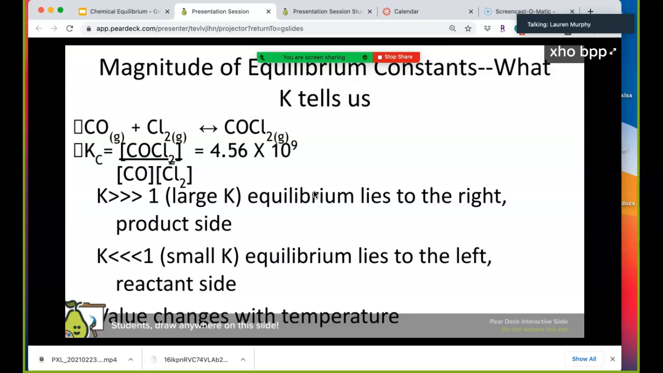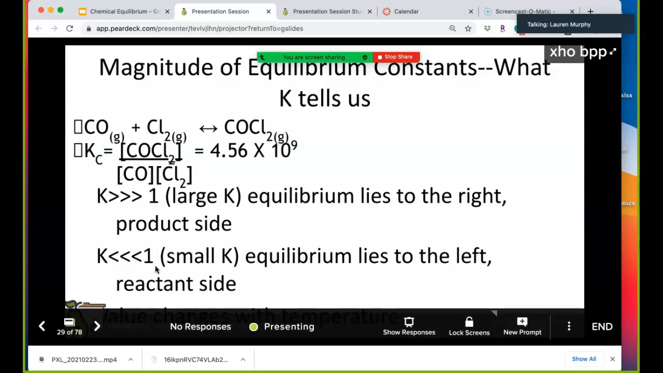When K is small, which they'll sometimes call K less than 1, they're trying to say K is small. If K is small, your equilibrium constant comes out to be small, your reaction is favoring the reactants side at equilibrium. And all K values will change with temperature. And we'll talk more about why later. But let's talk about it using a diagram.